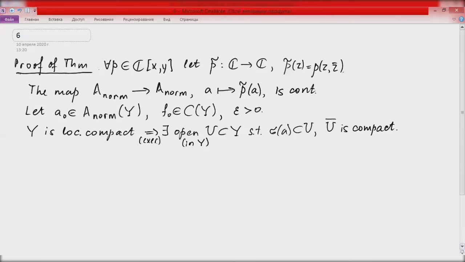Okay, now we apply, sorry, this should be sigma of A0, A0. We now apply our lemma 2. So by lemma 2, there is a neighborhood V of A0 in the algebra A, such that for each element little a in this neighborhood, the spectrum of little a is also contained in U.